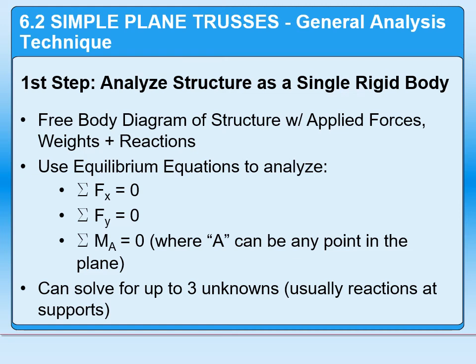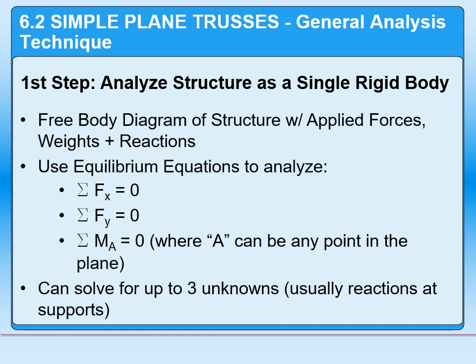The first step in our analysis is going to be the same throughout this entire unit. We're going to do a free body diagram of the entire structure. That, of course, will include all the dimensions, other information, angles, etc., and any applied forces, weights, and reactions. We will remove the supports and replace them with reactions as we've been doing the last couple of units.